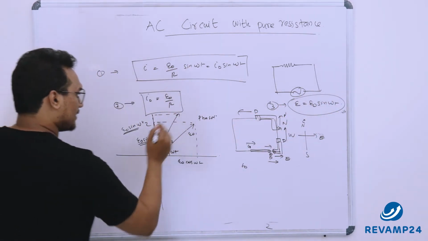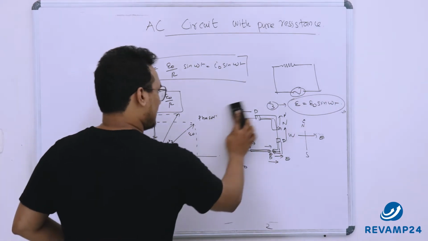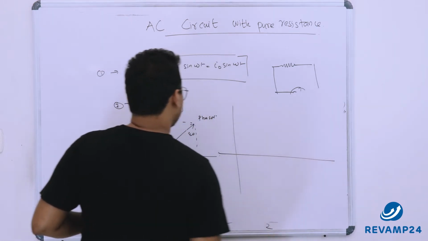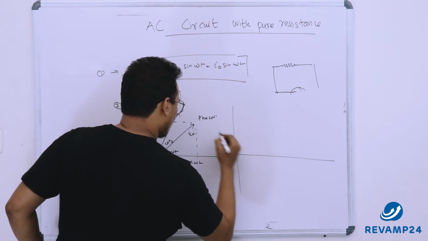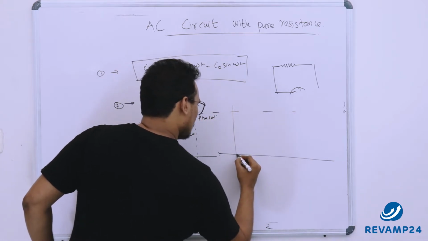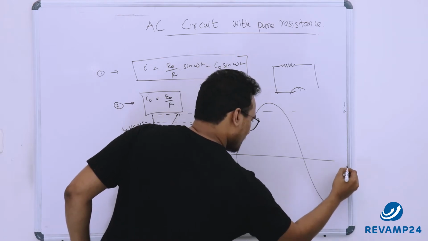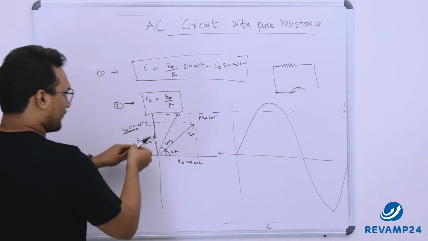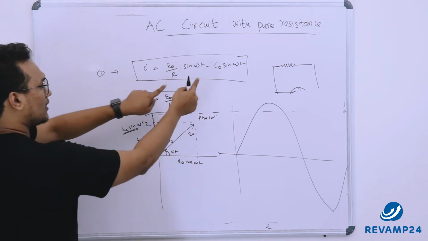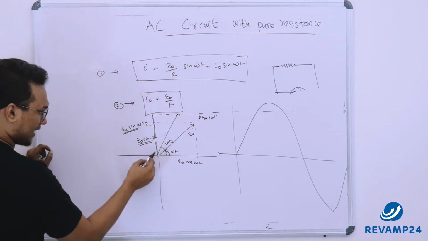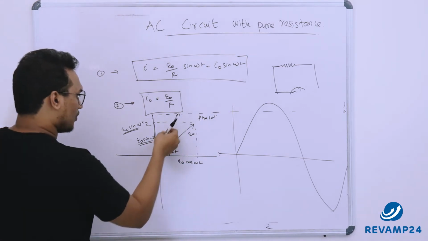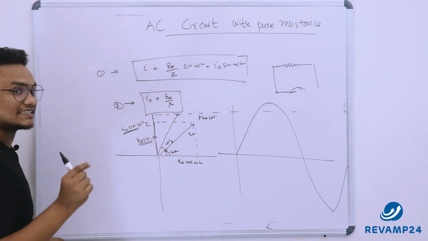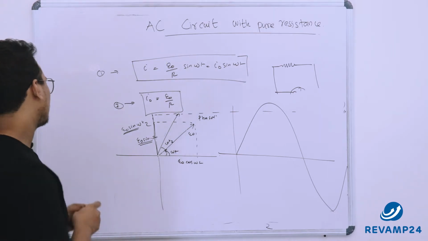So instead of representing AC in this way, with an x-axis and a y-axis, I could easily represent the same AC as a phasor having a length equal to the maximum value of EMF. What is that value? E0, rotating in the counterclockwise direction. And its y projection will be the instantaneous value of EMF.